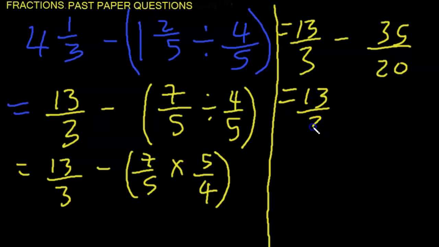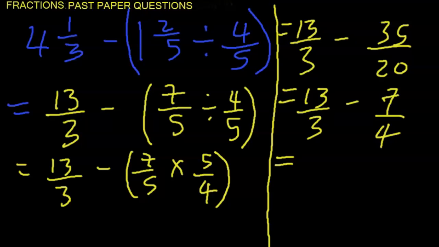So we have 13 over 3 minus, now we can simplify it by dividing both numerator and denominator by 5. So 35 divided by 5, that's 7. 20 divided by 5, that's 4. I know I took the long route here, but of course you could have done the simplification from this stage and ended up with the 7 over the 4. So now you're subtracting two fractions, and just like addition, you need a common denominator before you can subtract.